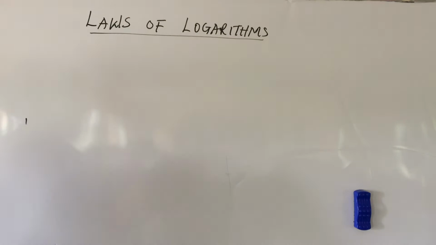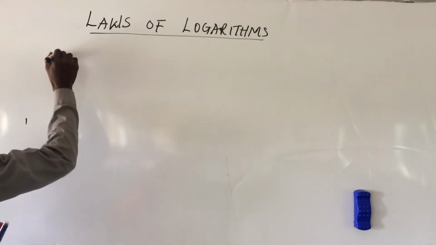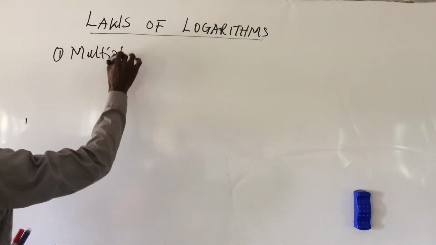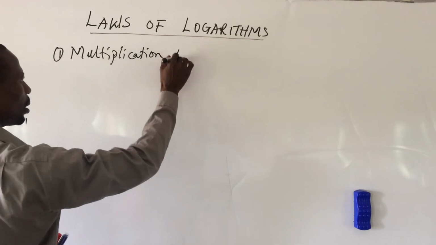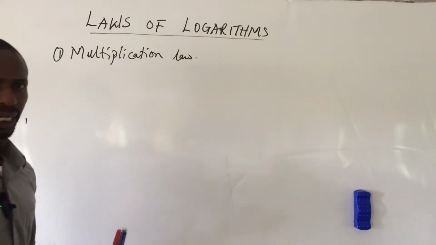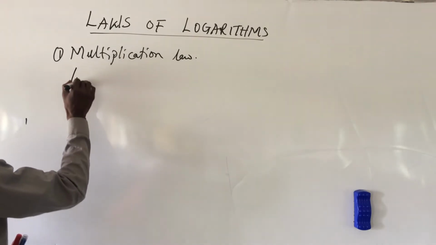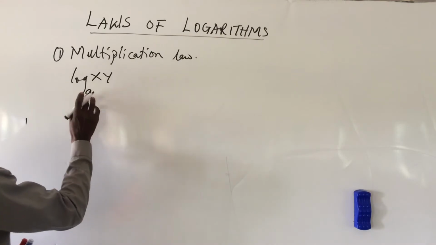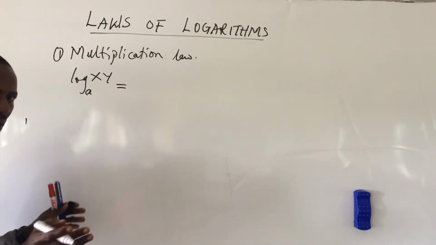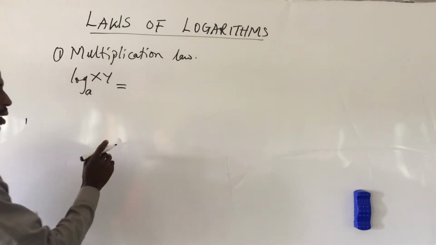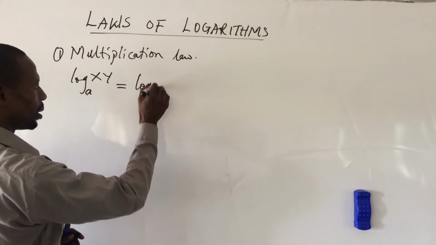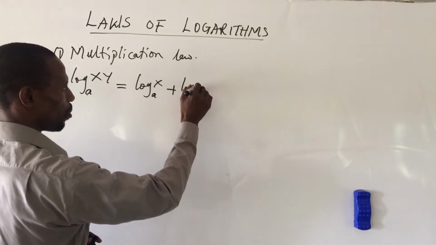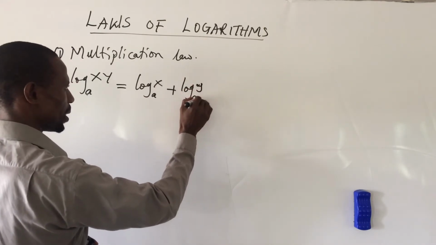Now, the first law of logarithm, I call that law the multiplication law. What does it say? It says that if you have log xy to the base a, this is the same thing as you split these two quantities to give you log x base a plus log y base a.